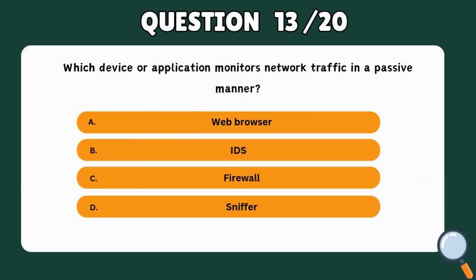Question 13. Which device or application monitors network traffic in a passive manner? A. Web browser. B. IDS. C. Firewall. D. Sniffer.